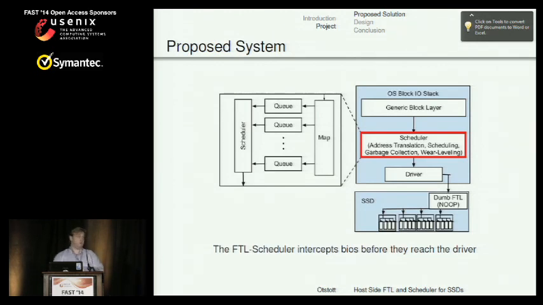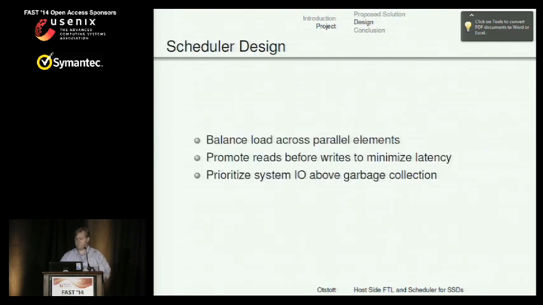As you can see, the scheduler has been moved to the I/O stack so that it can receive requests directly from the generic block layer. And inside, it contains the same map as the FTL, as well as some other structures that help it make smarter scheduling decisions. And then it's going to forward requests directly to the driver, which will send the request to the device. And the device is just very simple. It sends the request directly to the die with no computation, similar to how a disk would operate.